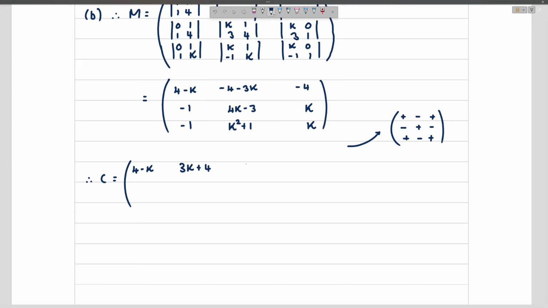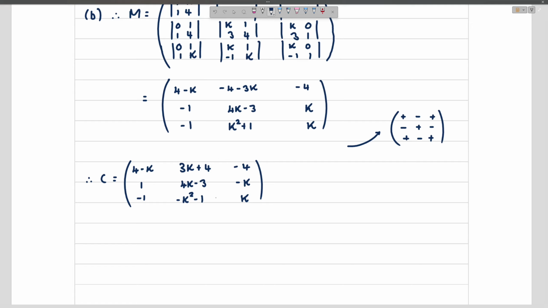This one here just stays as it is. So minus 4 there. This one here changes sign. So instead of minus 1, it's now just 1. This one here stays the same. So 4k minus 3. This one here will change sign. So that's now minus k. This one here stays the same, minus 1. This one here changes sign. So minus k squared, minus 1. And then finally, this one here stays the same. Okay, so this here is the matrix of cofactors.